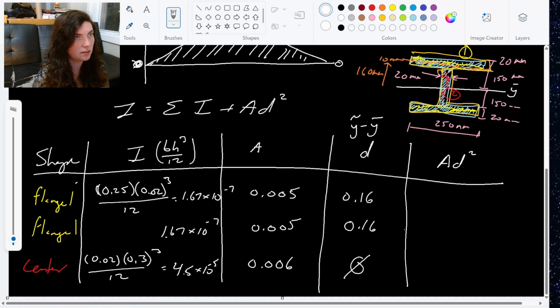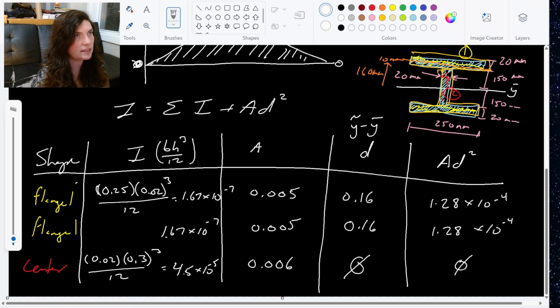0.16. 160 millimeters away from the center. And then for this last bit, I just plug into the calculator d squared times a. So d squared times a is 1.28 times 10 to the negative 4th for both of these, and then of course times 0 is going to be 0.